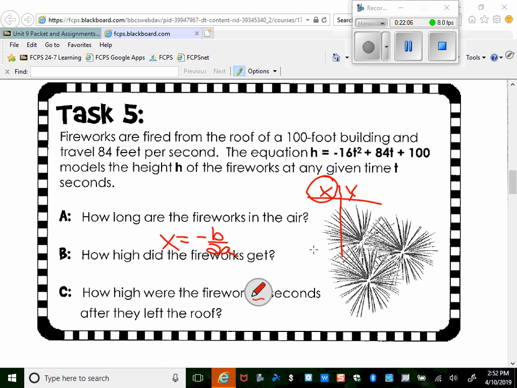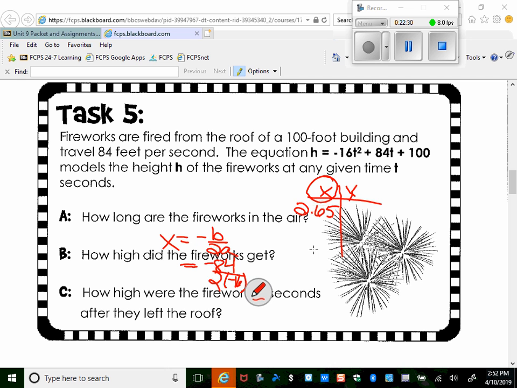What is the opposite of b? Negative 84 divided by 2 times negative 16. Somebody tell me what that is. What is negative 84 divided by negative 32? Negative 2 point what? 65.